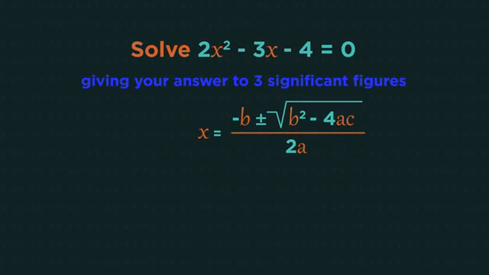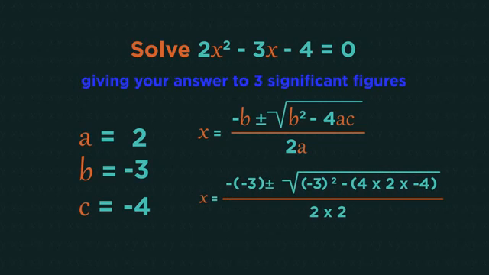Let's have a look at an example. a is positive 2, b is negative 3, and c is negative 4. And so we just substitute these numbers into the formula. Minus negative 3, plus or minus the square root of negative 3 squared minus 4 multiplied by 2 multiplied by negative 4. All of that divided by 2 multiplied by 2.